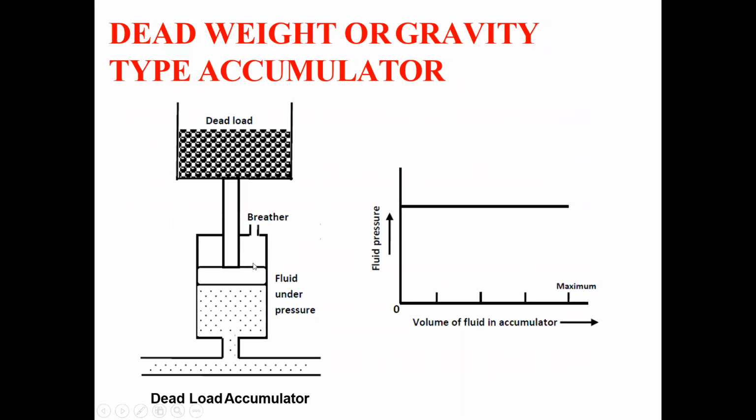Here you can see this is the piston which is connected to this dead weight, and this piston moves up and down with respect to the pressure inside the system. When the pressure inside the system is high, at this time it moves upward, causing more pressurized oil to enter inside this accumulator, and when the pressure in this system is less, at this time this dead weight moves downward, forcing this high pressure oil to pass to the system here.